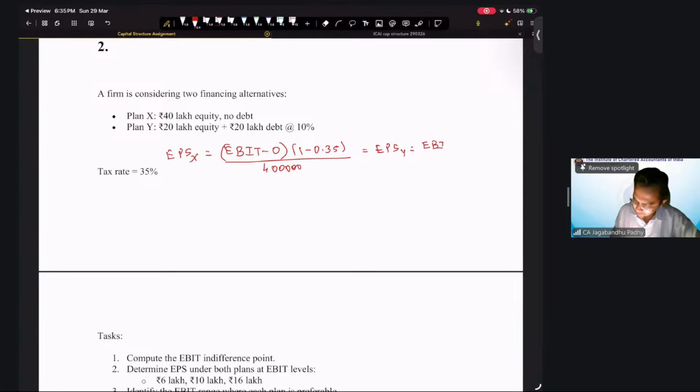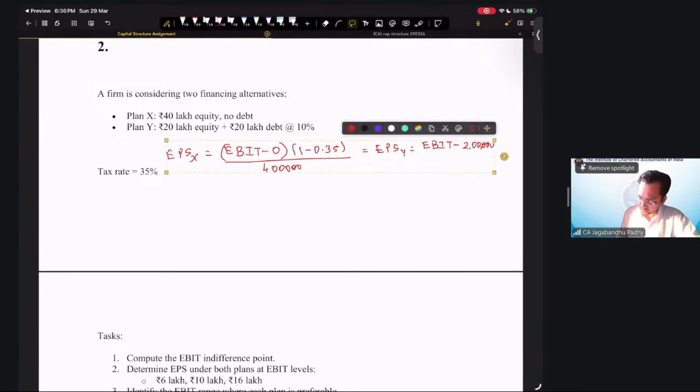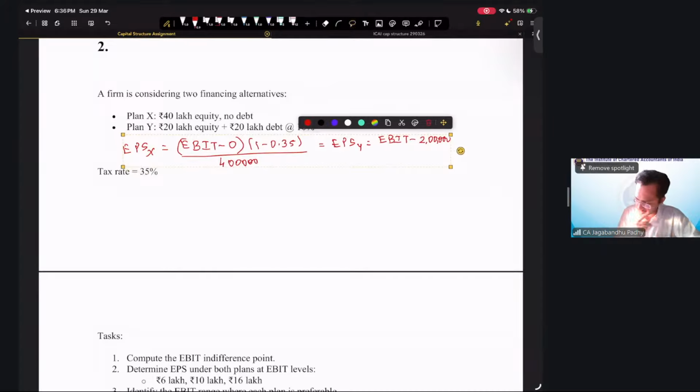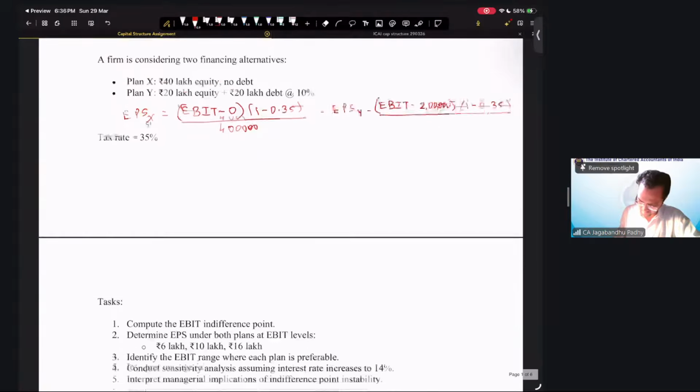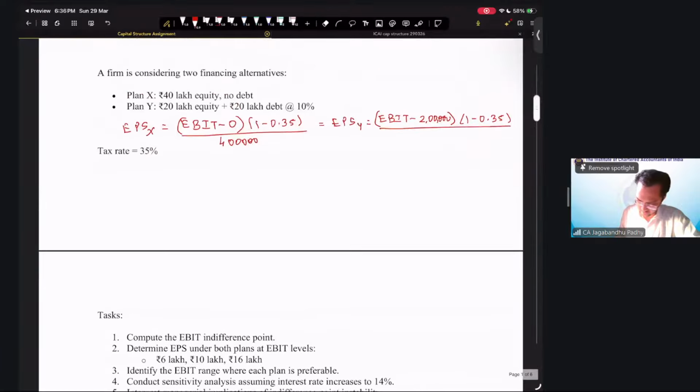Which is EBIT minus interest of 2 lakh, because 20 lakh is the amount of debt at 10%, into 1 minus 0.35, upon number of equity shares, which is 2 lakh. We have to just equate both of them.